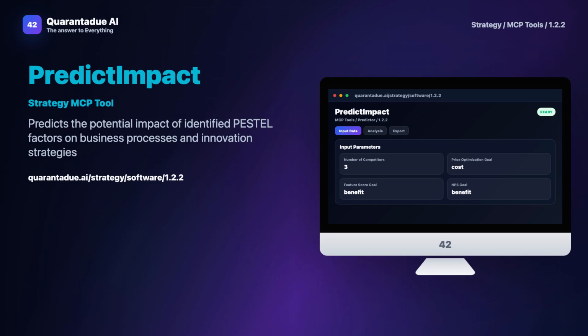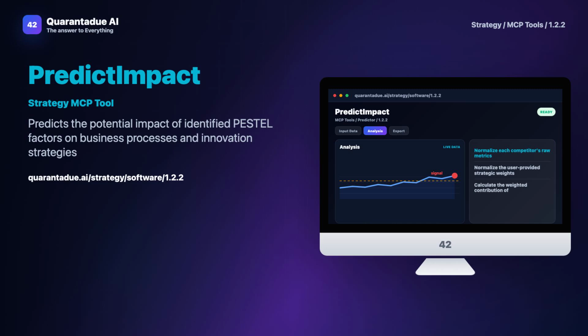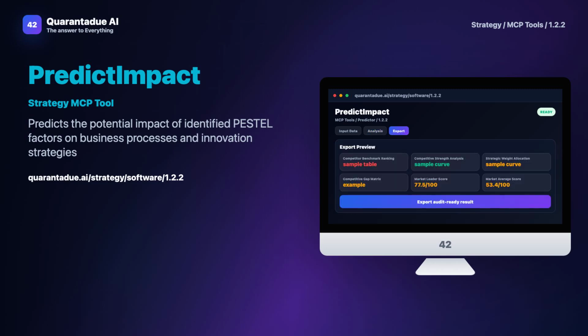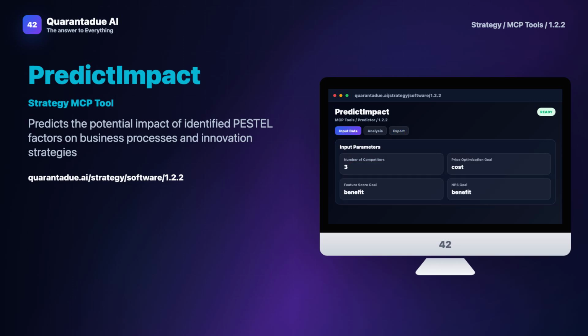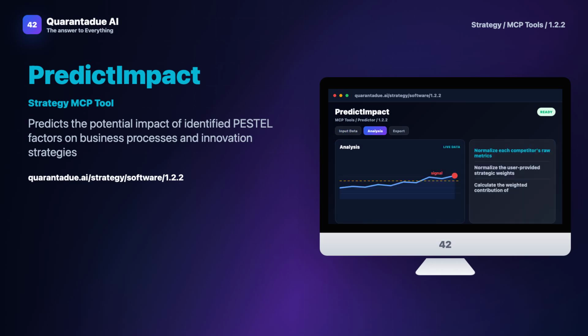Predict Impact is strategy software for a specific operational decision. Predicts the potential impact of identified PESTEL factors on business processes and innovation strategies. This video explains what the tool does, why the workflow matters, and how the output becomes useful decision evidence.